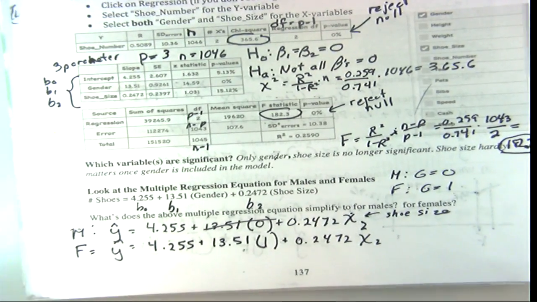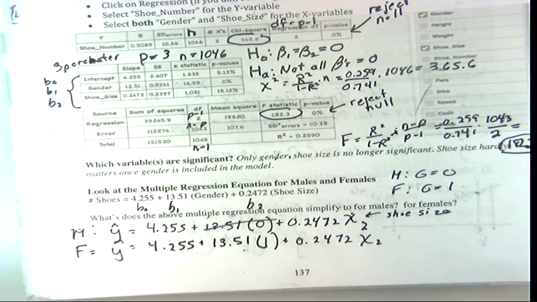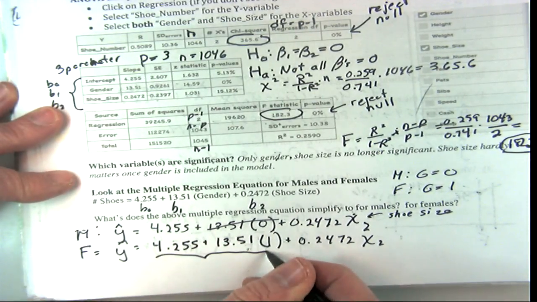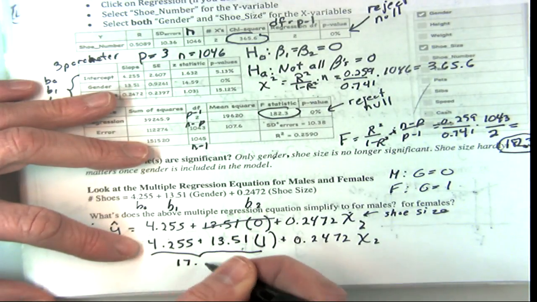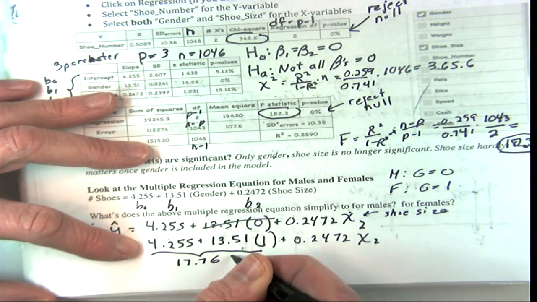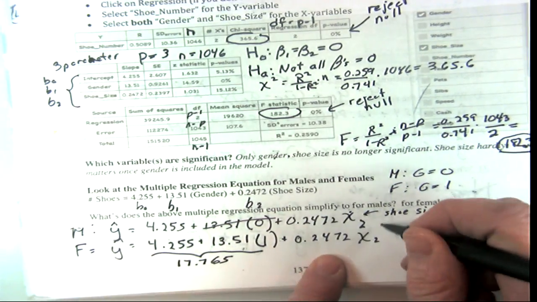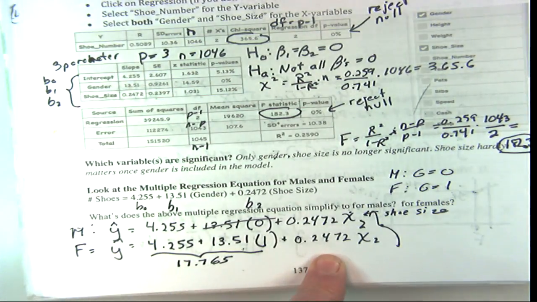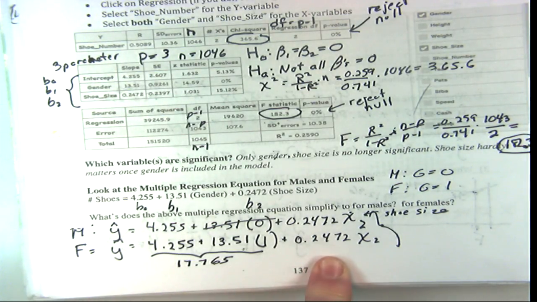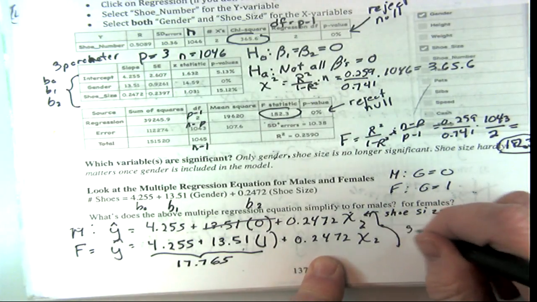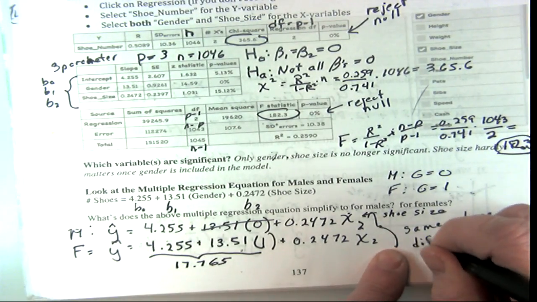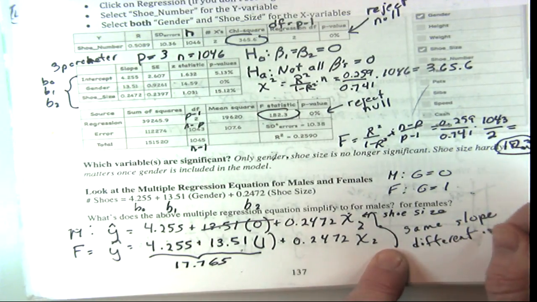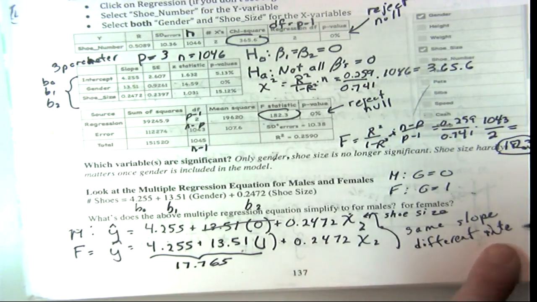Okay, so what we notice here is two things. First of all, let's simplify this. We'll add this together, and females have a different intercept. When we add those two together, we get 17.765. And we have this tiny little slope here. But the point is that multiple regression forces the same slope for all levels of the other variable. It forces that. So we have the same slope, but different intercepts.